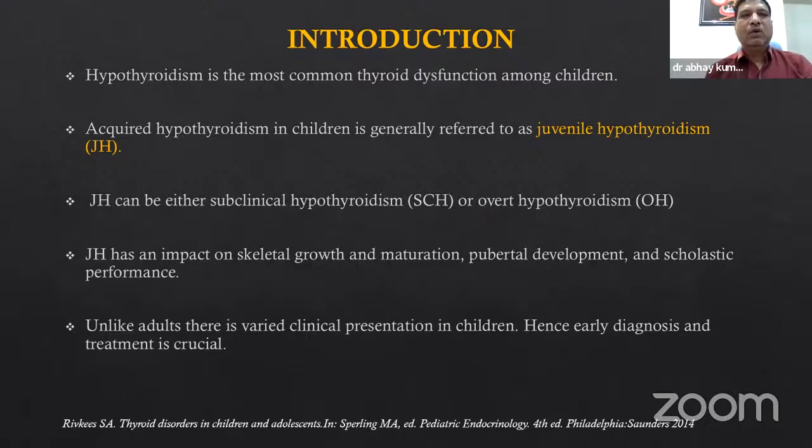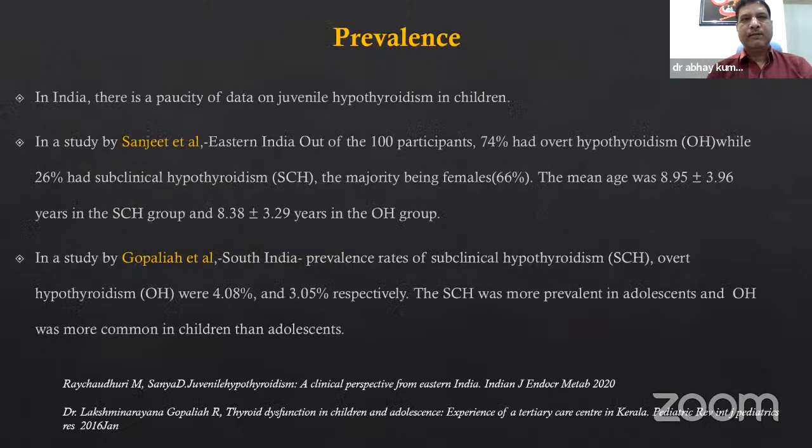When we discuss juvenile hypothyroidism, it could be either subclinical or overt hypothyroidism. It has a lot of impact not only on the clinical picture, but also on skeletal growth and maturation, pubertal development, and scholastic performance. Unlike adults, who have a very classical typical presentation, children have a quite variable presentation, and hence early diagnosis and treatment is crucial in this group of patients.